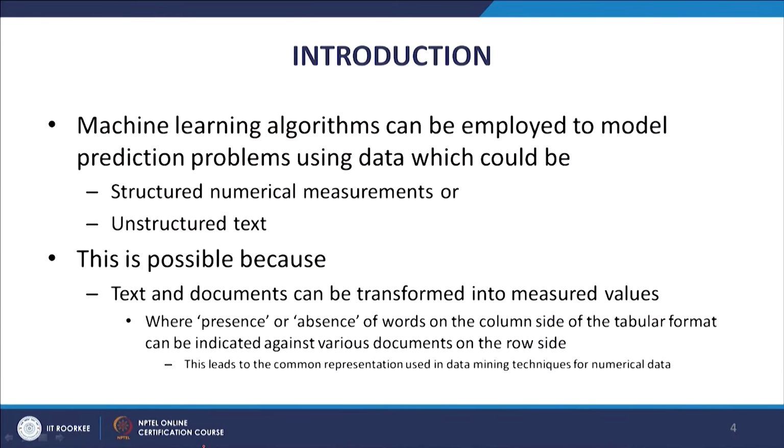So that kind of transformation can be done, and therefore we can say that some of the machine learning algorithms could be found really useful to deal with and process unstructured textual data and solve predictive text analytics problems. So if we do this kind of arrangement where we are indicating the presence or absence of words for various documents, this will lead us to a common representation used in data mining techniques for numerical data.